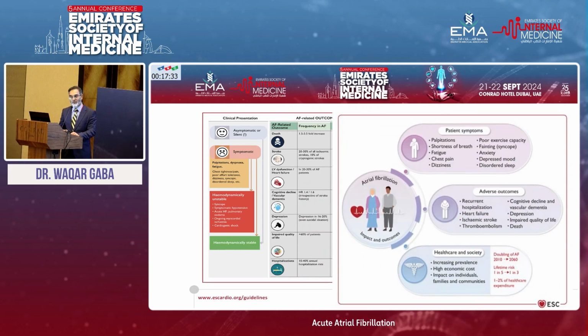This is a new one they have come up with now in 2024. Now they are dividing AF clinical presentation in a way that is easier to think about from the symptom point of view. These are the symptoms, these are the adverse outcomes, and these are the healthcare and society related factors. Now there's one more thing which is very important here. Look at the doubling of atrial fibrillation from 2010 to 2060. This is the predicted. We always heard that lifetime risk is 1 in 5, that's going to 1 in 3. So all of us, 1 in 3 risk of atrial fibrillation.